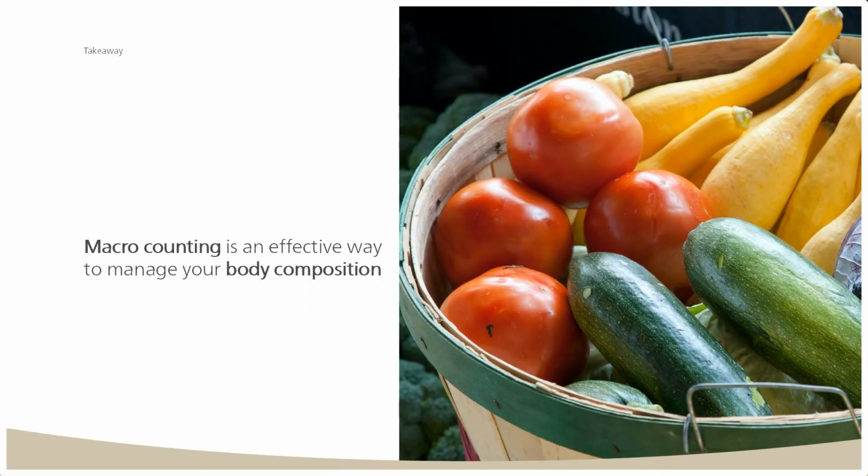Takeaway. Macro counting is an effective way to manage your body composition. By consuming calories maximum of 20% below your TDEE, you can reduce your body fat at a safe pace while maintaining muscle tone. Focus on nutrient density. You are what you eat, so build your meals using clean, nutrient-rich food choices.